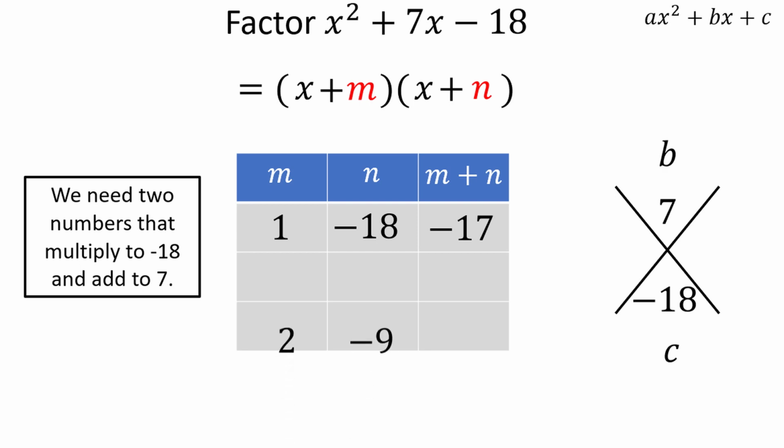How about 2 and -9? Well, they do multiply to -18, but they add to -7, which is almost right, but it's just negative. How about -2 and +9? These multiply to -18 and add to +7, so they must be the correct choices for m and n.